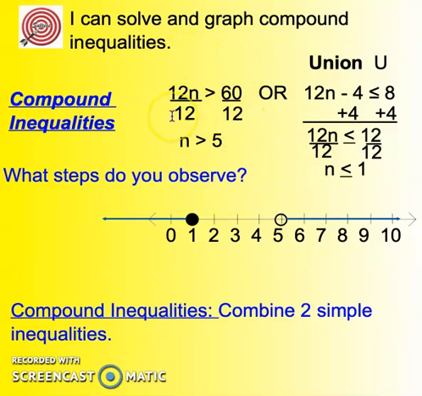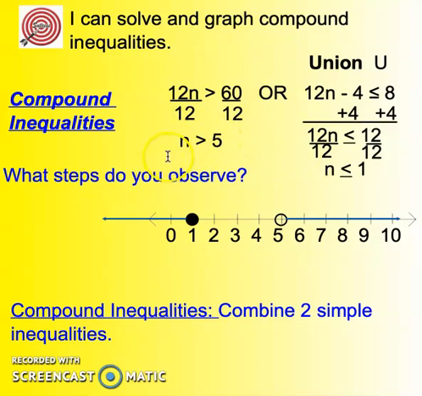Well, I notice that the inverse operation is happening on both of them. For instance, in this inequality, the inverse operation is dividing by 12 because it was multiplying by 12 before, so the inverse is division. And so our inequality is n is greater than 5. Then on the other side, I notice that the inverse of minus 4 is plus 4. Then instead of 12 times n, we did the inverse and divided by 12. And so our inequality is n is less than or equal to 1.